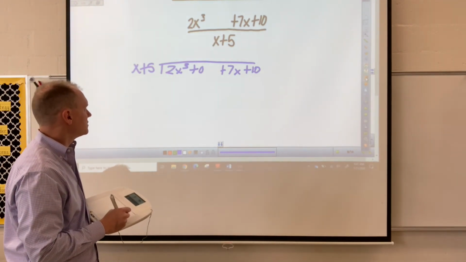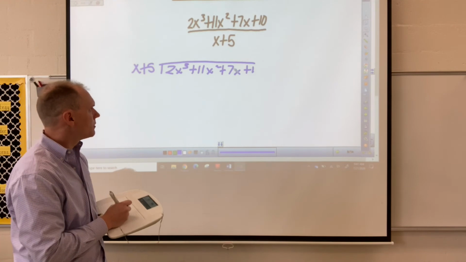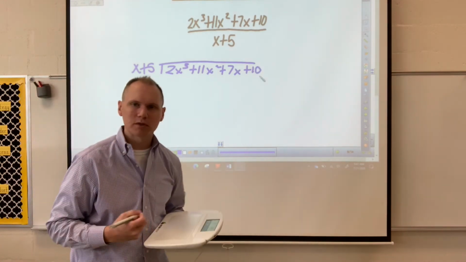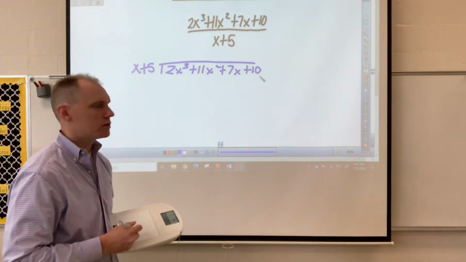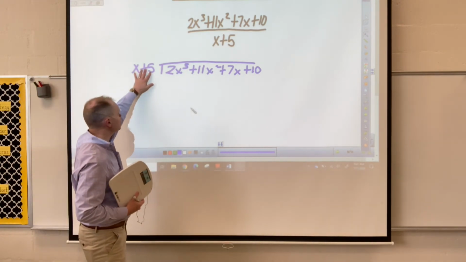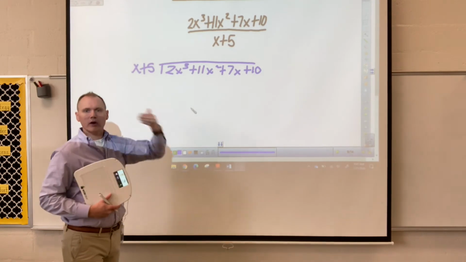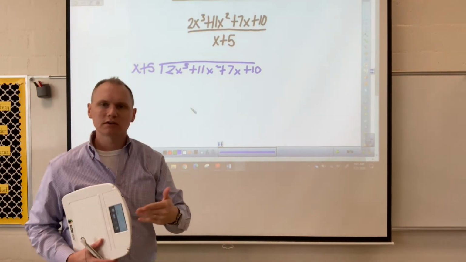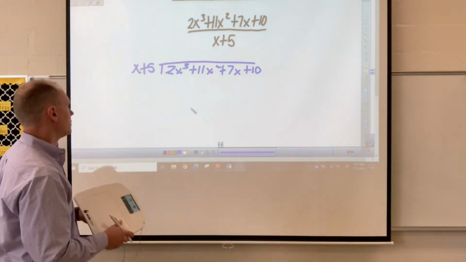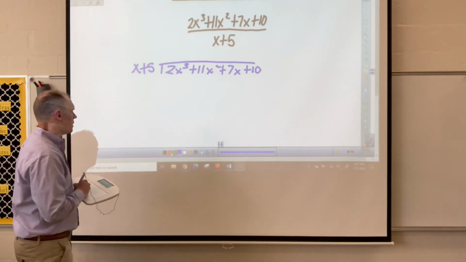Obviously that was not the case in this particular situation, but I wanted to bring that up just in case you run into something like that. Don't forget that placeholder. And the same thing in the divisor. If you're ever missing a term as you go down in power in the divisor, go ahead and put those placeholders in. It just makes things match up a lot easier as you go through the long division process. Okay, let's go ahead and begin.